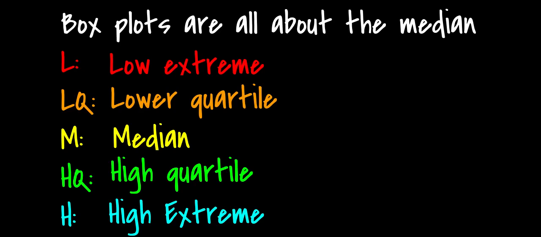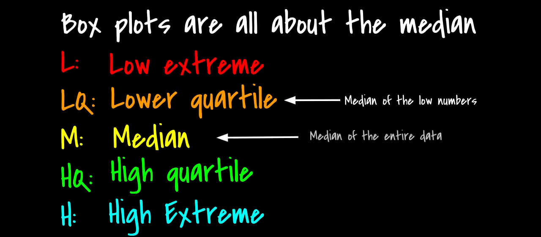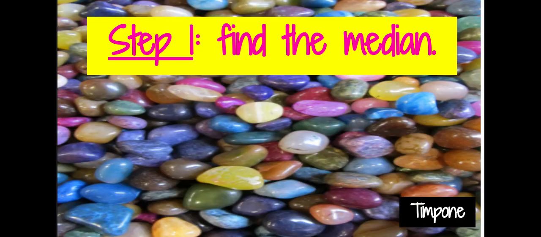When I said that the box plots were all about the median, I meant that the low quartile is the median of the low numbers. The median is the median of the entire data. And the high quartile is the median of the high numbers.